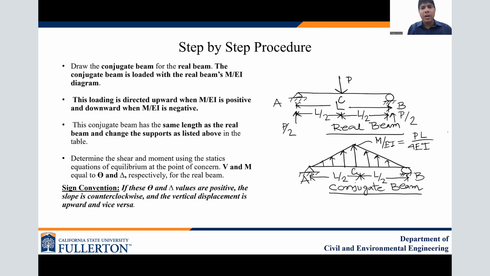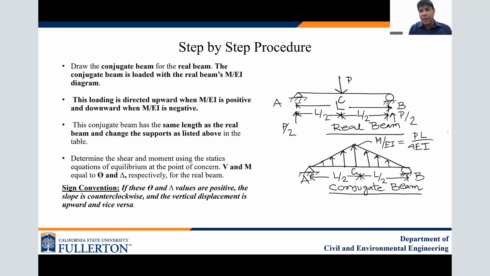So now we'll move to step-by-step procedure. As we talked about, we have to go from real beam to conjugate beam. So first we need to create conjugate beam: we need to create our bending moment diagram, then you convert into M over EI diagram, and conjugate beam will have the loading which will be equal to your M over EI. One thing we need to keep in mind, the length is not going to change. Whatever the length of real beam, that will be the same length. Obviously loading is going to change, but length is going to remain same.